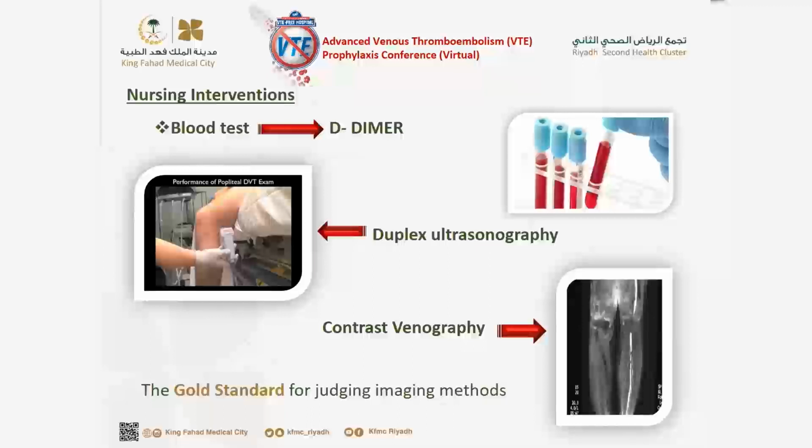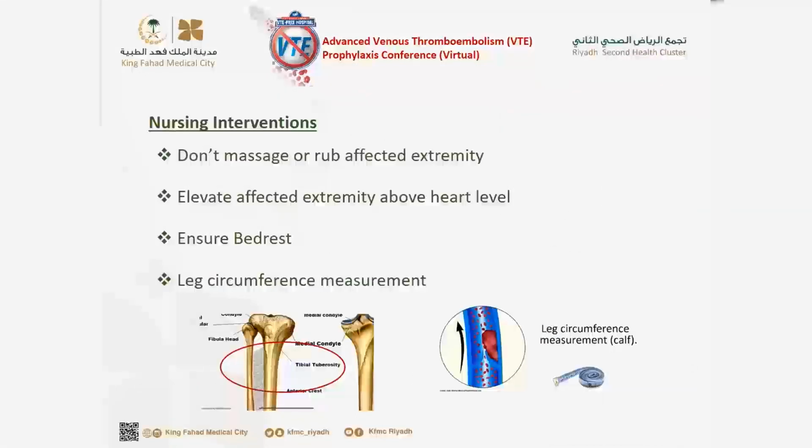Remember, when you do a blood test, it's going to tell you that yes, there is a blood clot, but it's not necessarily going to tell you where the location is. So here your physician is going to go on and do the ultrasonography or the contrast venography. The contrast venography is the gold standard among imaging methods. This is something you need to know: if you want to see the location, these are the tests that the physician is going to be doing.